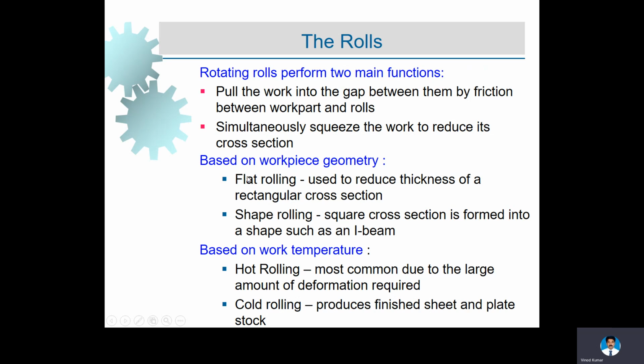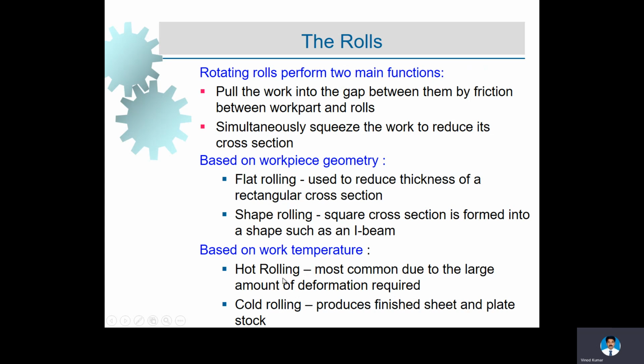It can be flat rolling. Flat rolling is used to reduce the thickness of a rectangular cross section. This is flat, so you will get a rectangular cross section. Shape rolling means a square cross section is formed into a shape such as an I-beam, etc. Channel beam, I-beam. So you will get a particular shape using shape rolling. Rectangular, you will get by flat rolling.